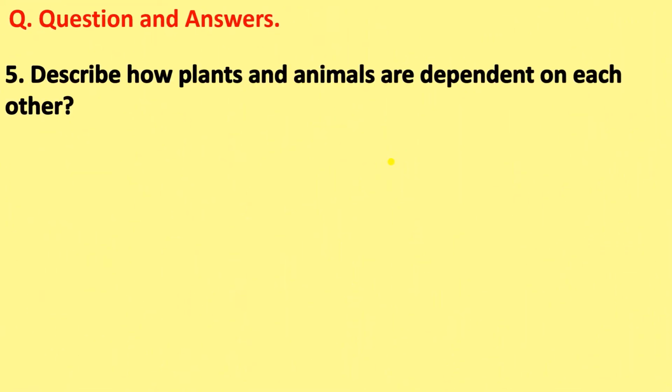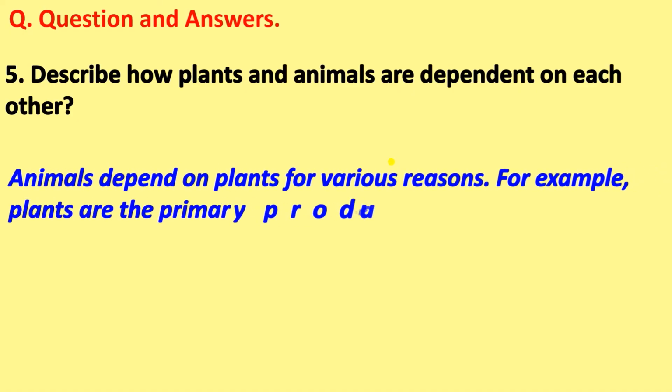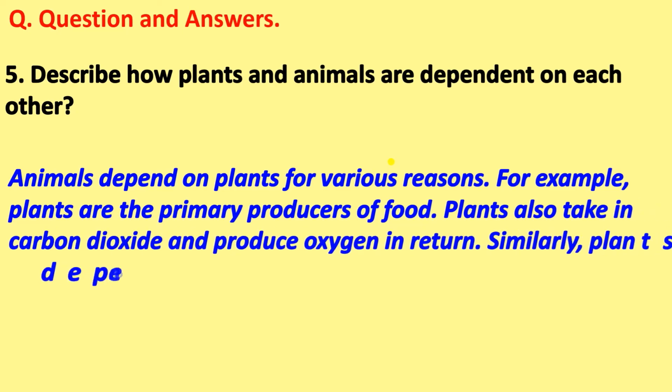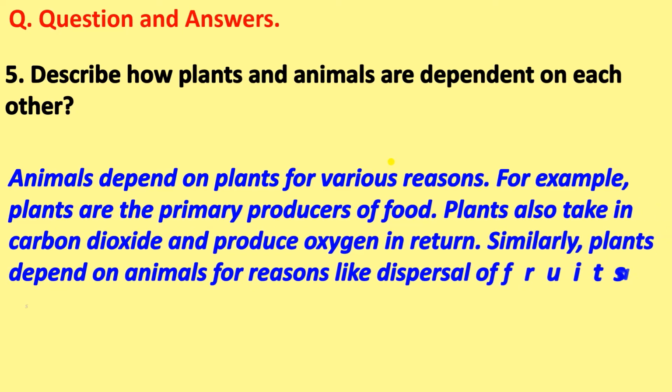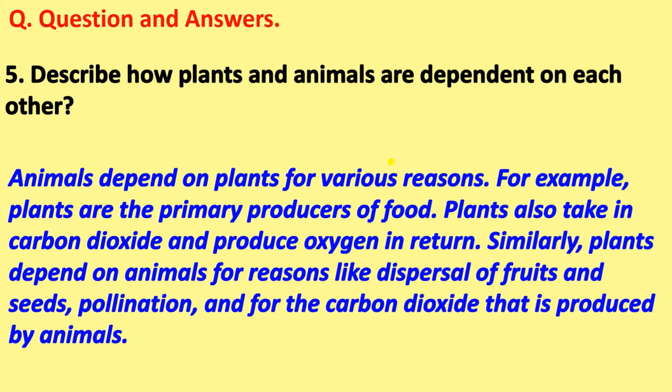Describe how plants and animals are dependent on each other. Animals depend on plants for various reasons. For example, plants are the primary producers of food. Plants also take in carbon dioxide and produce oxygen in return. Similarly, plants depend on animals for reasons like dispersal of fruits and seeds, pollination, and for the carbon dioxide that is produced by animals.